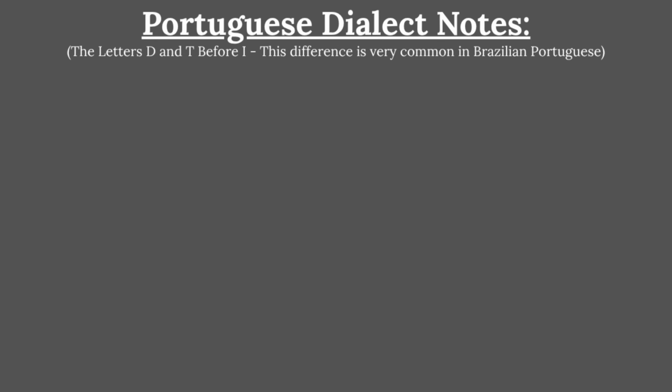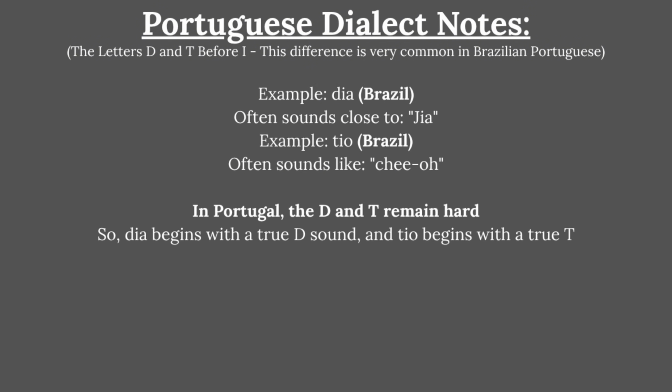Another rule is the letters D and T. When these letters are placed before E, their sounds become soft, and this difference is frequent in Brazilian Portuguese. Some examples are dia and tio. In Portugal, the sounds remain hard. Dia, tio.